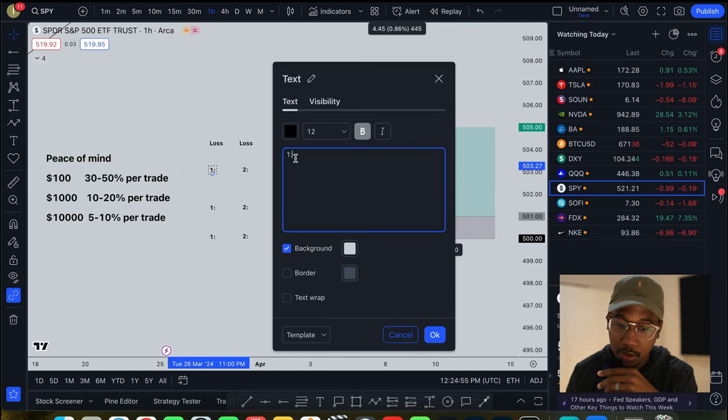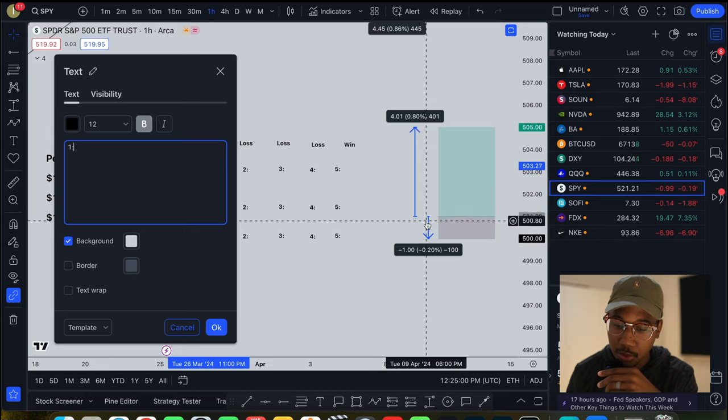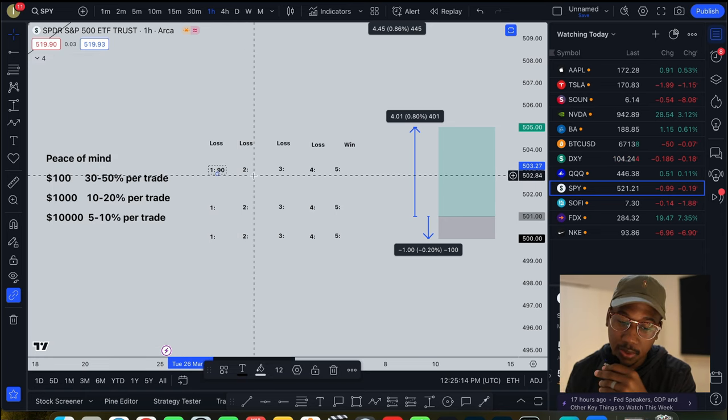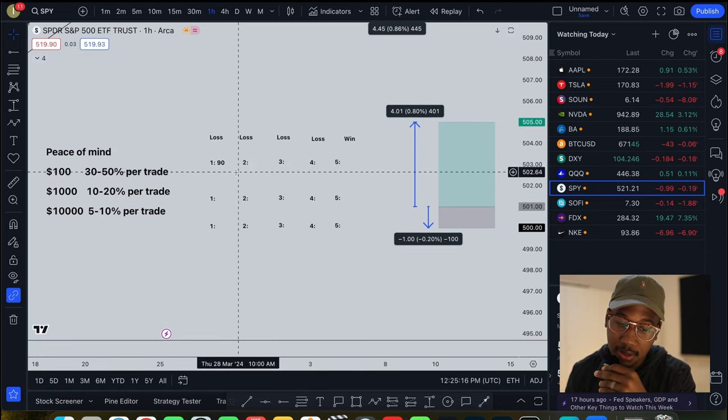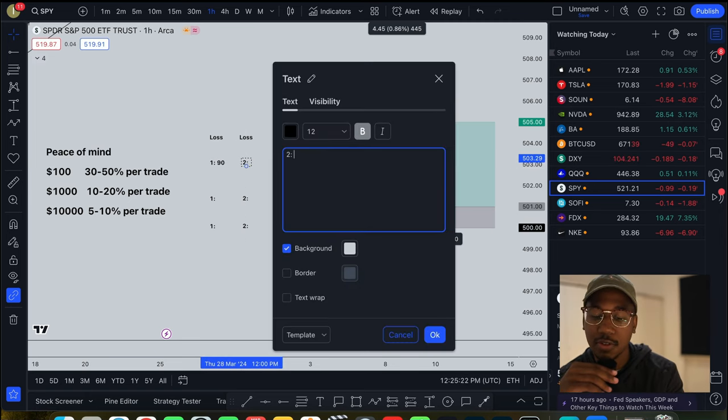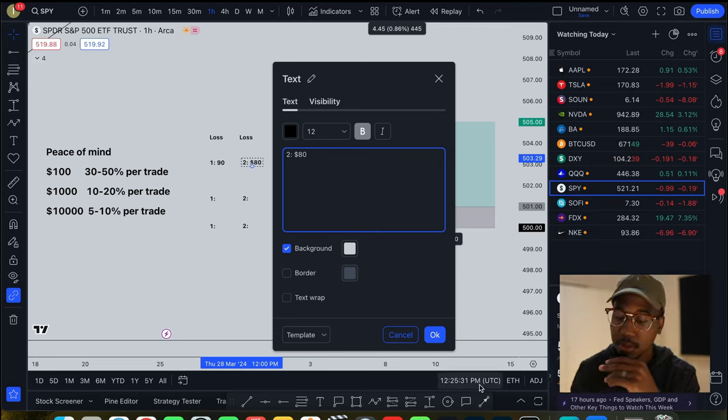Starting with $100, you lose this first trade, which is 20% of $50. 20% of $50 is $10. So that's going to bring us down to 90. So now we're at $90. We make another trade, we lose another trade. We make another $50 trade, lose more money on it. Now we're at $80 because we lose $10 on it.